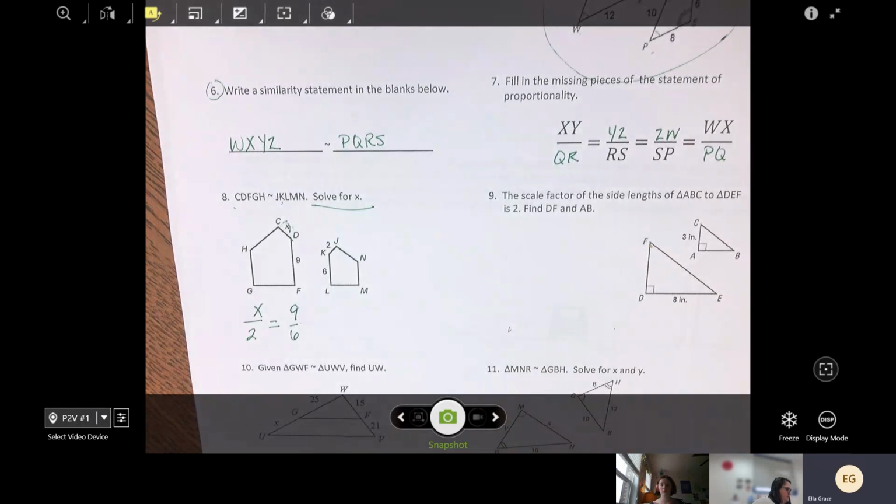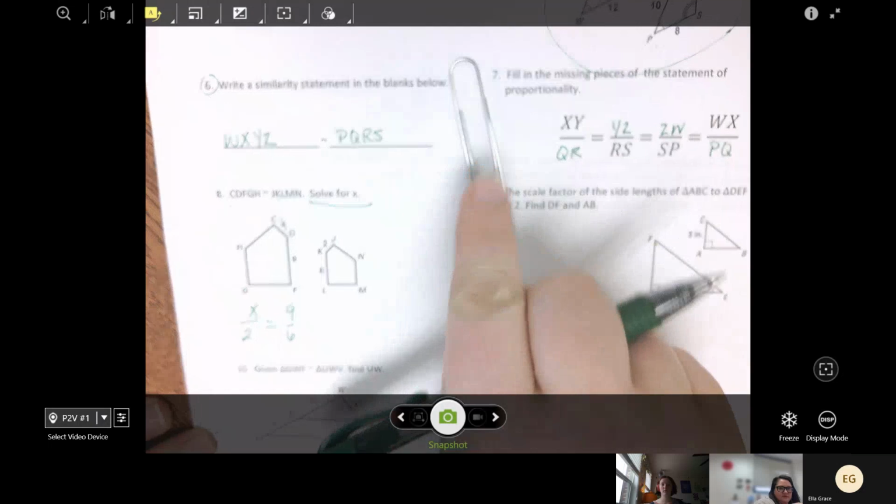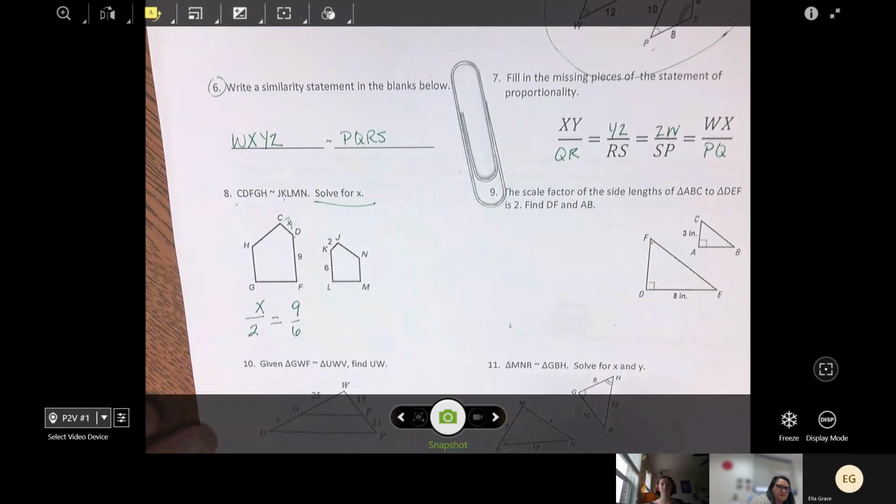Okay. I'm going to try something. Sometimes a paperclip helps my little camera focus.